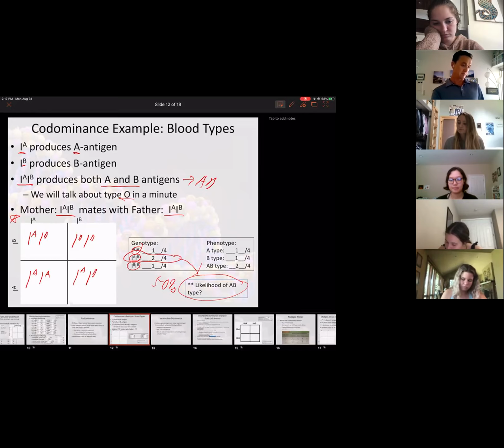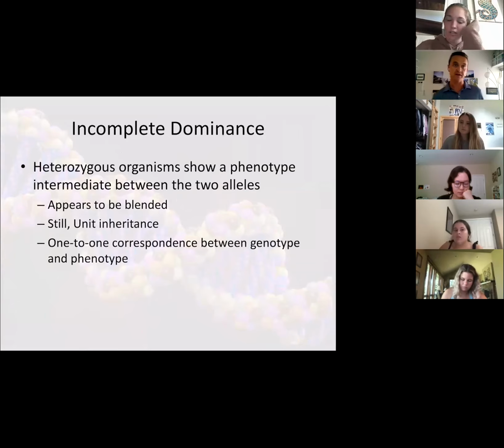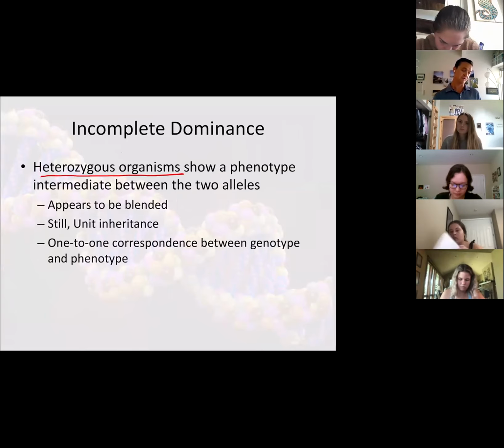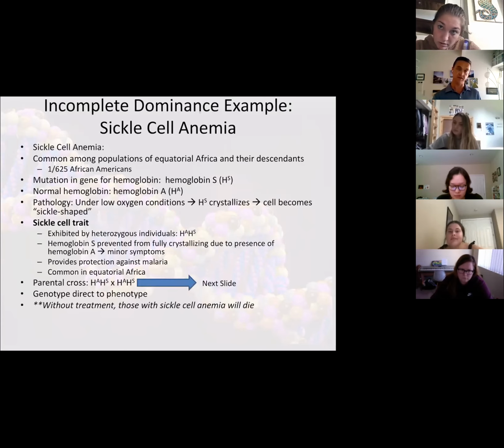All right, well, let's keep going here. So another variation of this whole system is called incomplete dominance. Okay, and incomplete dominance is when a heterozygous organism shows a phenotype that's somewhere in between dominant and recessive phenotypes. Okay, it appears to be kind of a blend of the two. Okay, and it's still the same kind of unit-to-unit inheritance. And we'll give an example here.